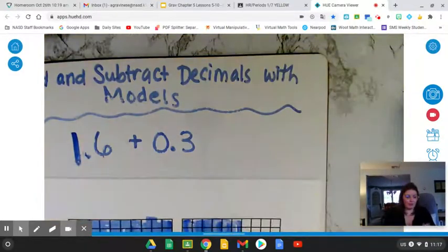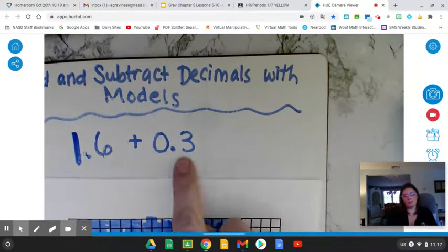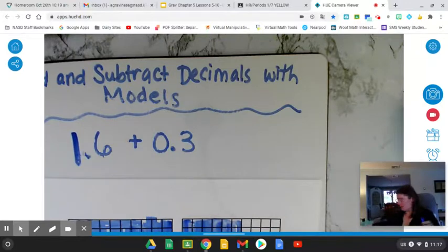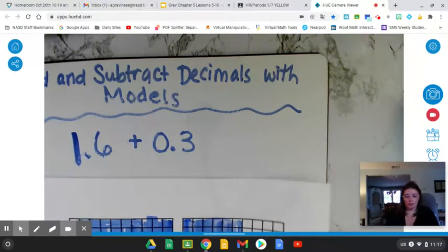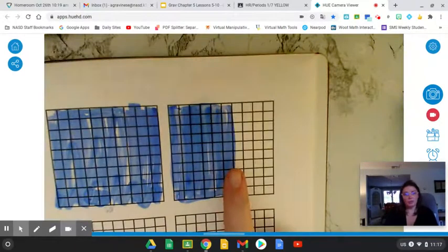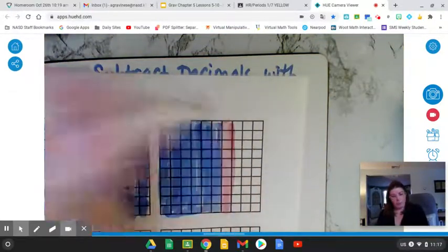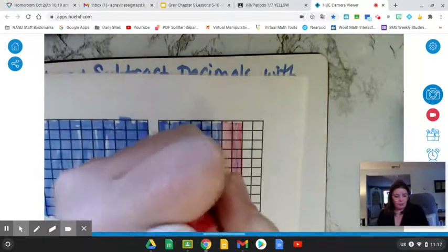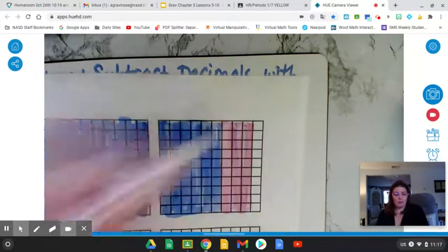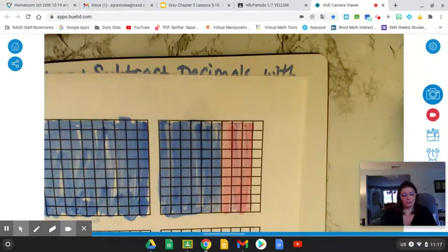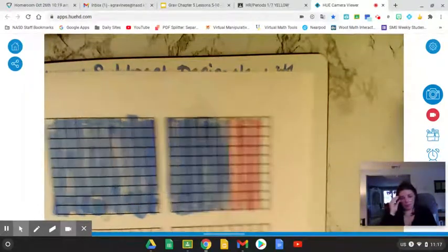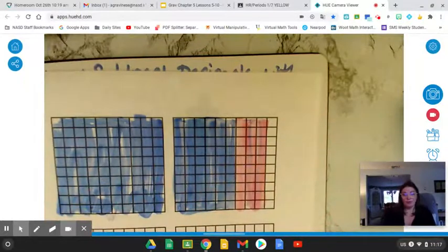Now what am I adding to that? I'm adding to that 3/10 because there's a 3 in the tenths place. So I'm actually going to color in or shade in the 3/10 on this chart because I have space left. There's 1/10, 2/10, and 3/10.